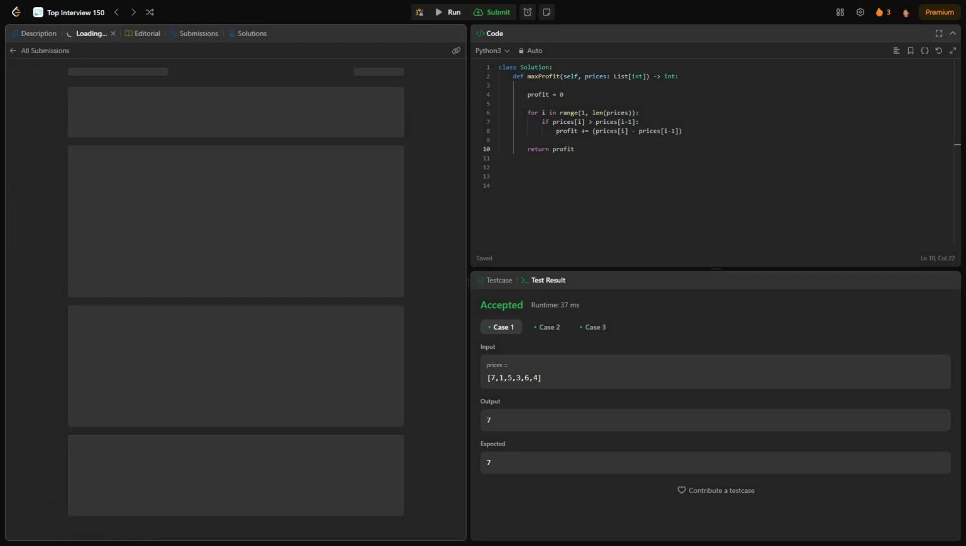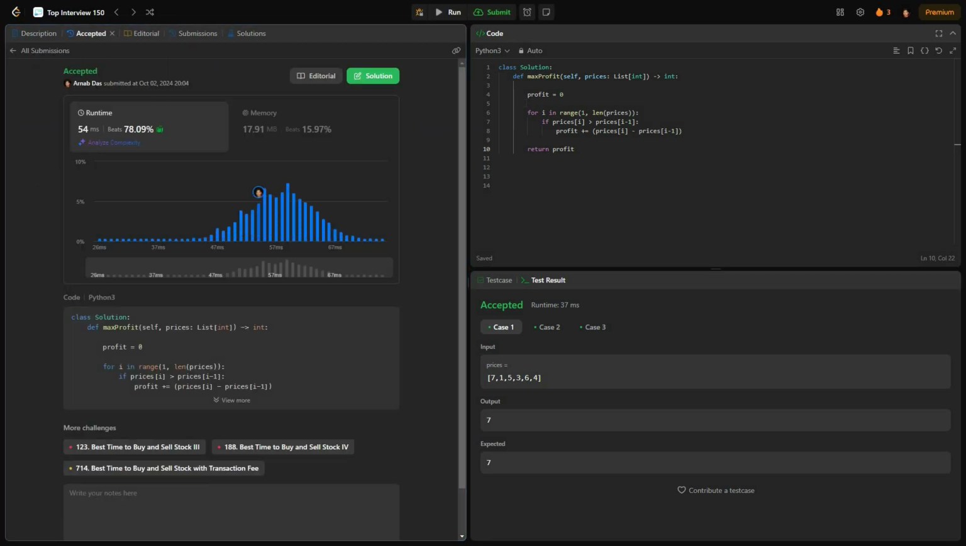Here the time complexity is O(n) because we are iterating through the loop only one time, and it beats 78.09% of the submissions. So our code is pretty efficient.